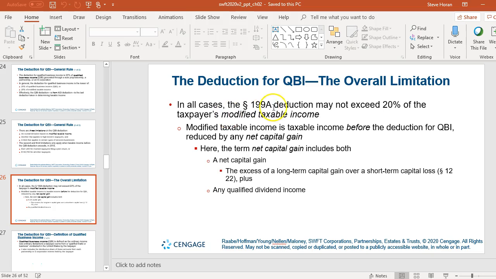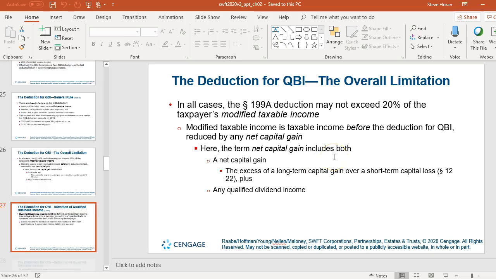In all cases, the deduction under Section 199A, which is just the part of the tax code that has this information in it, may not exceed 20% of the taxpayer's modified taxable income. Modified taxable income is income before the deduction of QBI and reduced for any net capital gains. Net capital gains are the excess of long-term capital gain over short-term losses, plus any qualified dividend income. So you can keep those in mind too.